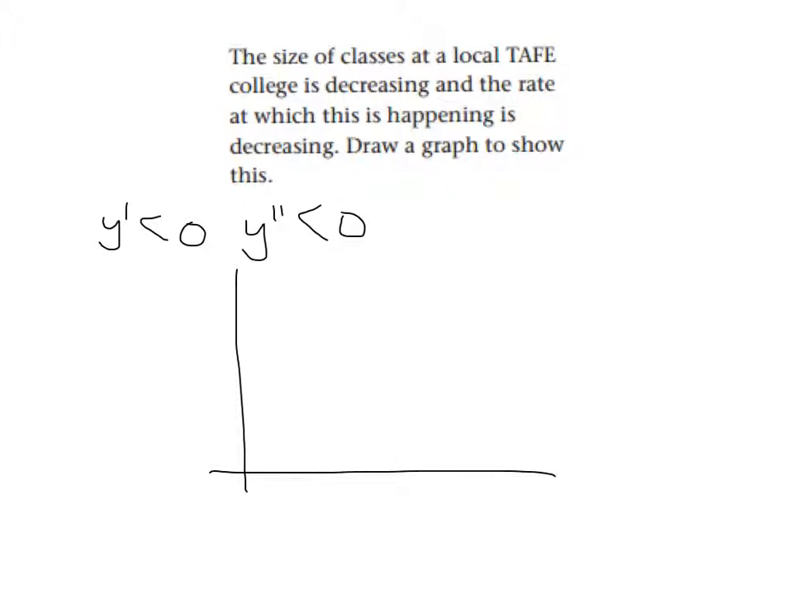Okay, a similar question. The size of classes at a local TAFE college is decreasing, and the rate is also decreasing. So the first derivative is less than 0, and the second derivative is also less than 0, so it's a maximum. Then draw a curve, time, and we'll go class size. So it's decreasing on a maximum, which is that part, something like that.